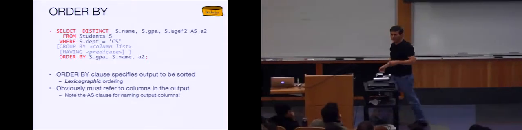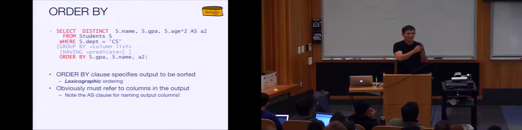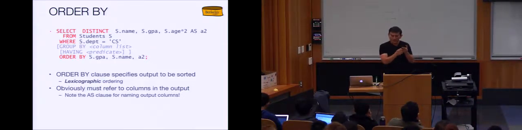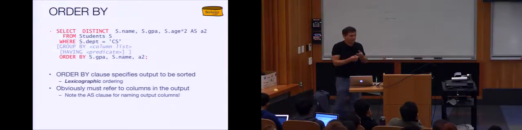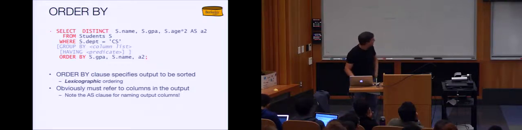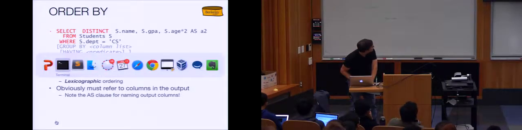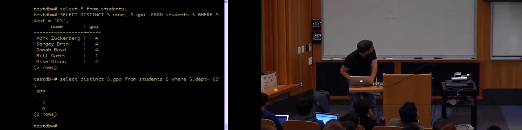The A's come before the B's, and within the A's, the second letter determines what comes before what, and on ties for that, the third letter determines what comes. It's like that, but it's with fields instead of letters, right? So it's nothing surprising. All right, and notice this AS clause for naming output columns you can reuse in the ORDER BY. So let's just have a look at that real quick.